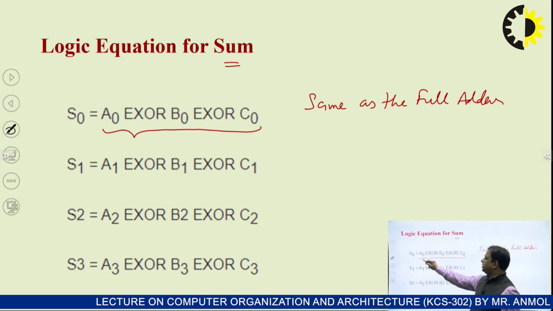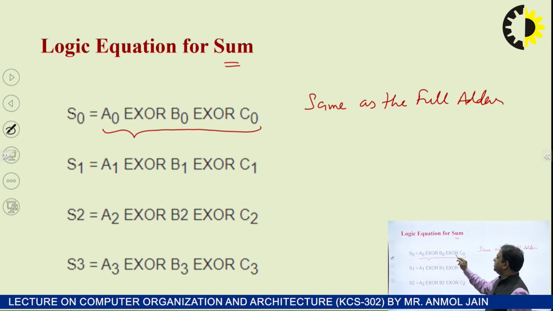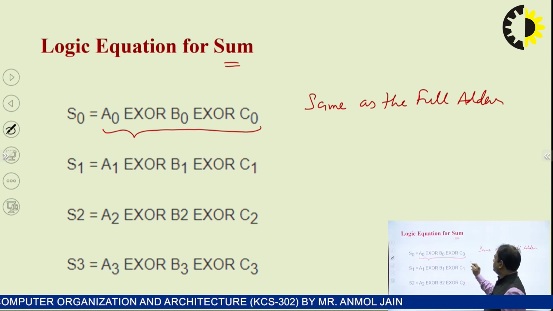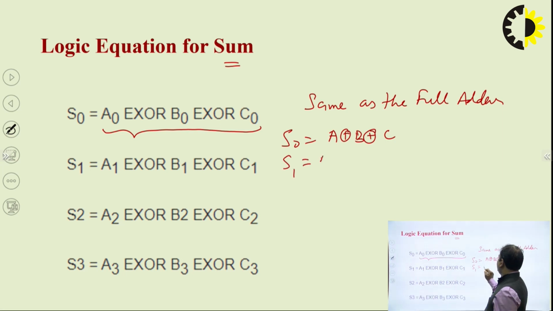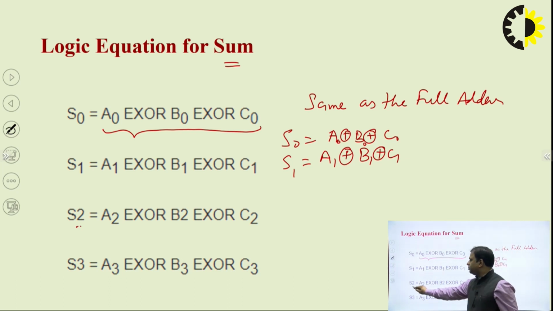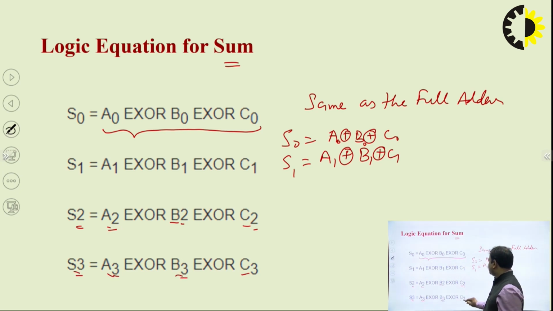That is S0 equals A0 XOR B0 XOR C0. That is S0 equals A XOR B XOR C. Similarly, S1 equals A1 XOR B1 XOR C1. Similarly, S2 equals A2 XOR B2 XOR C2. S3 equals A3 XOR B3 XOR C3.